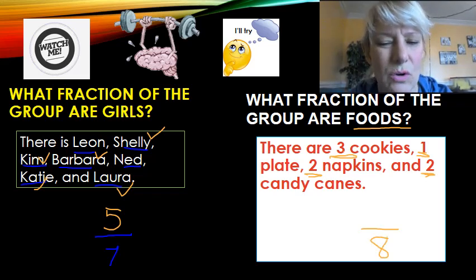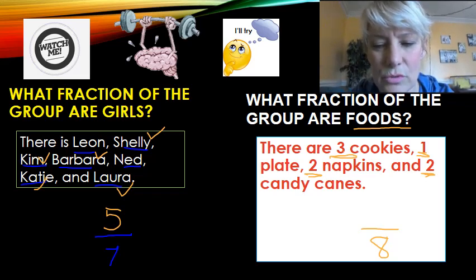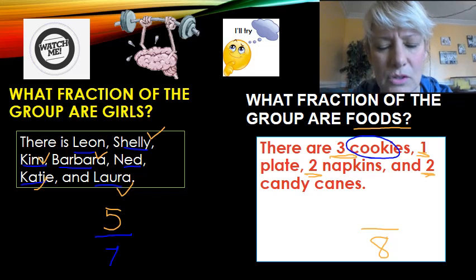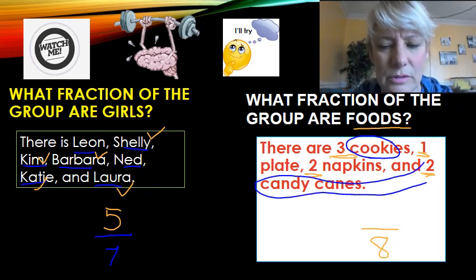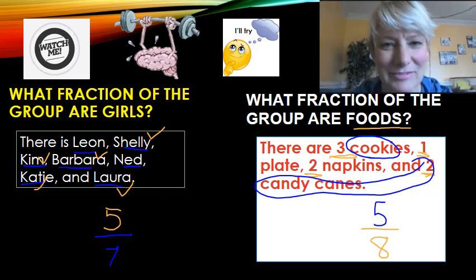Now I need to know, well, how many of these are actually foods? Well, the cookies are food. So the 3 cookies are food, and the 2 candy canes are food. So with 3 and 2, that means 5/8 of the objects are actually food objects. Okay, let's go to the next one.